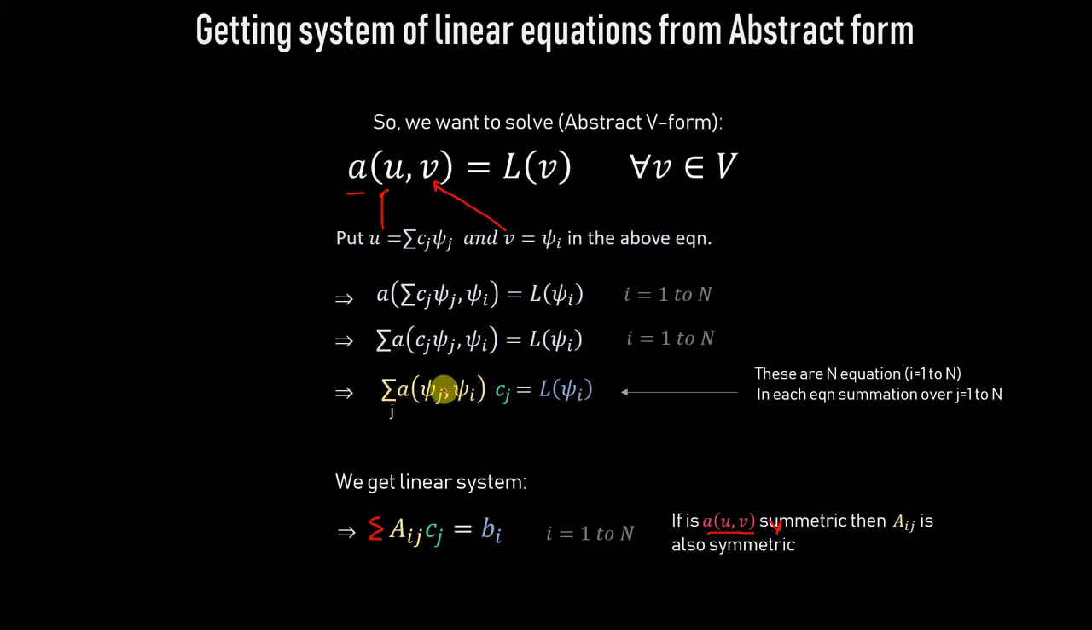Simply if this thing is symmetric, in this case it is symmetric, so it doesn't matter if you change i and j, you'll get the symmetric Aij matrix. You can expand and see how this happens, but it's very easy to see this.